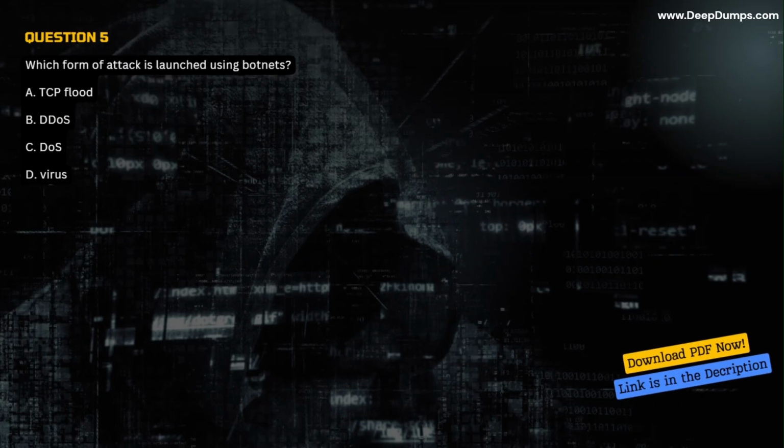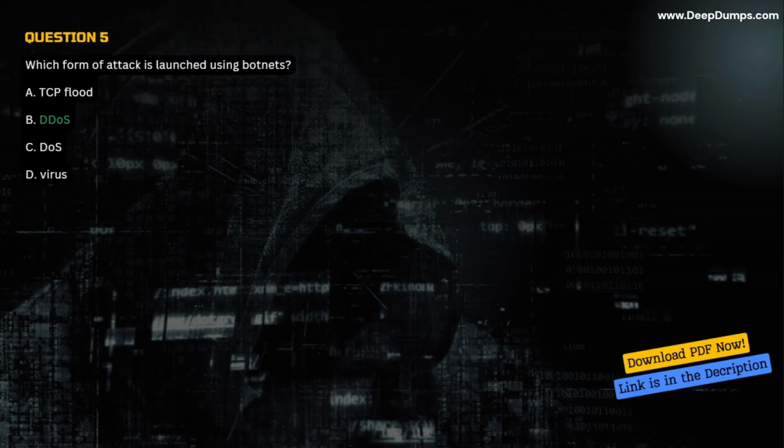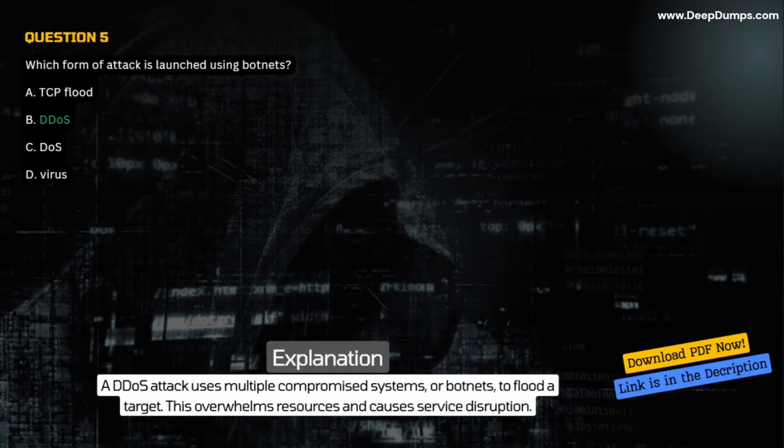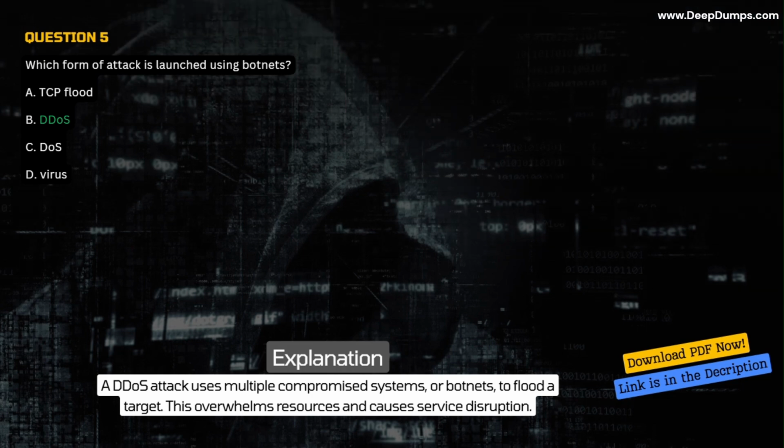Question 5. Which form of attack is launched using botnets? A. TCP flood. B. DDoS. C. DOS. D. Virus. Correct answer B. DDoS. Explanation. A DDoS attack uses multiple compromised systems, or botnets, to flood a target. This overwhelms resources and causes service disruption.